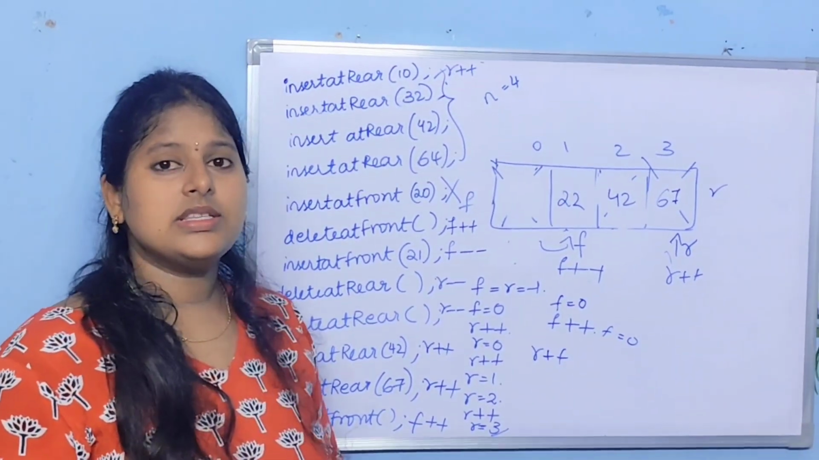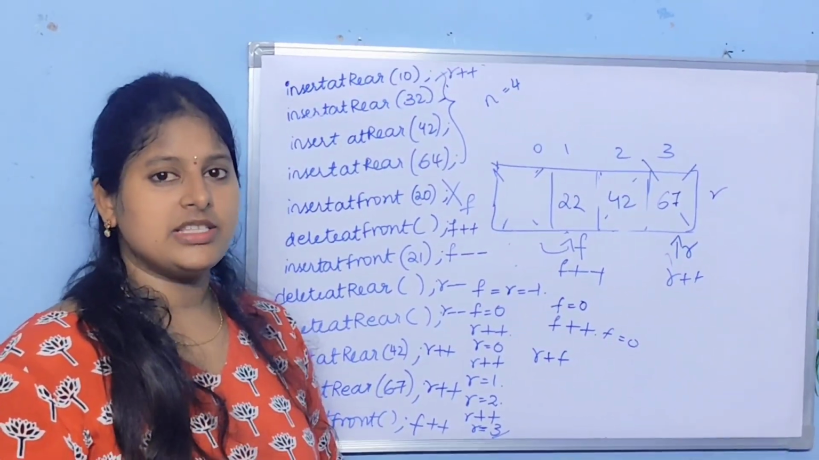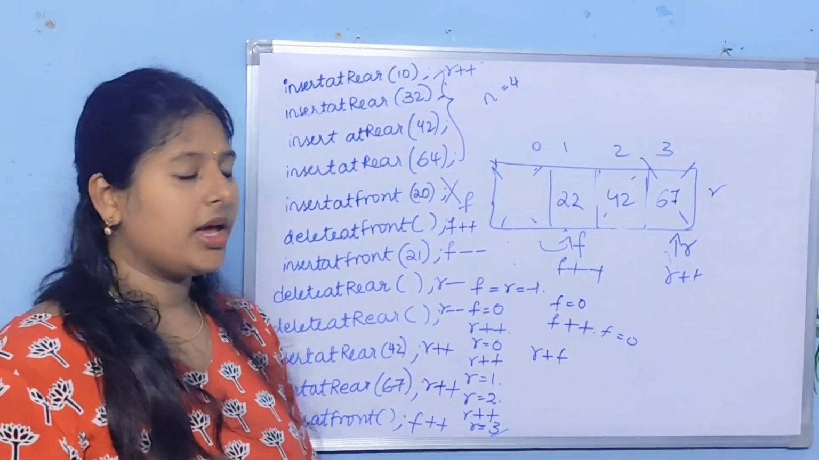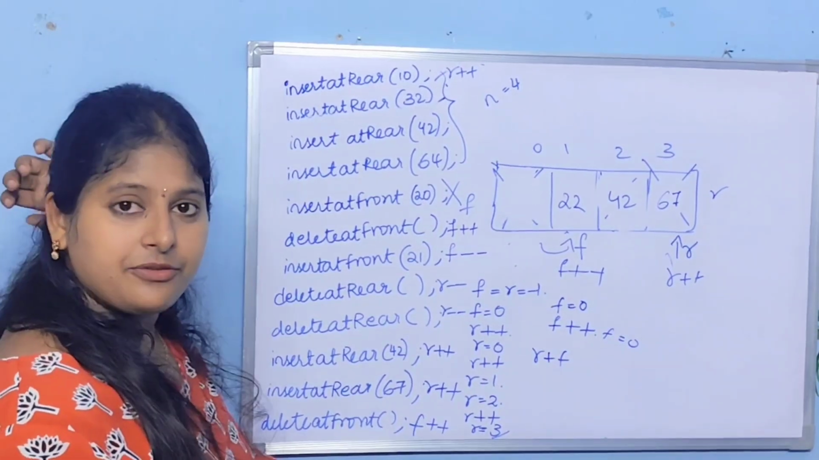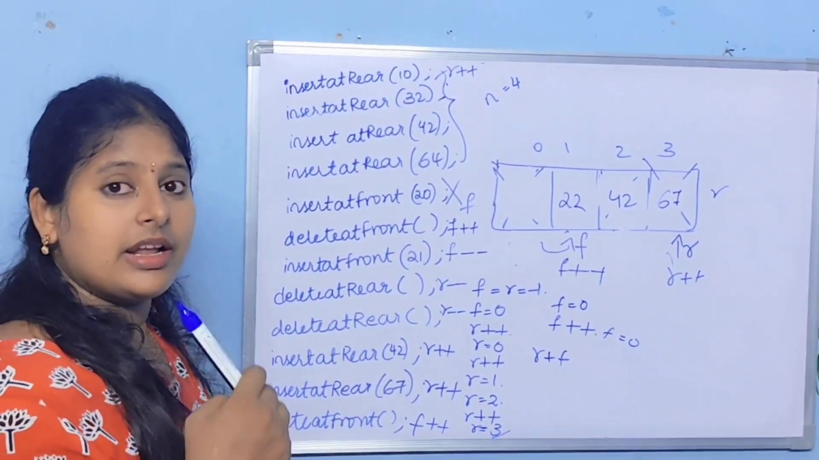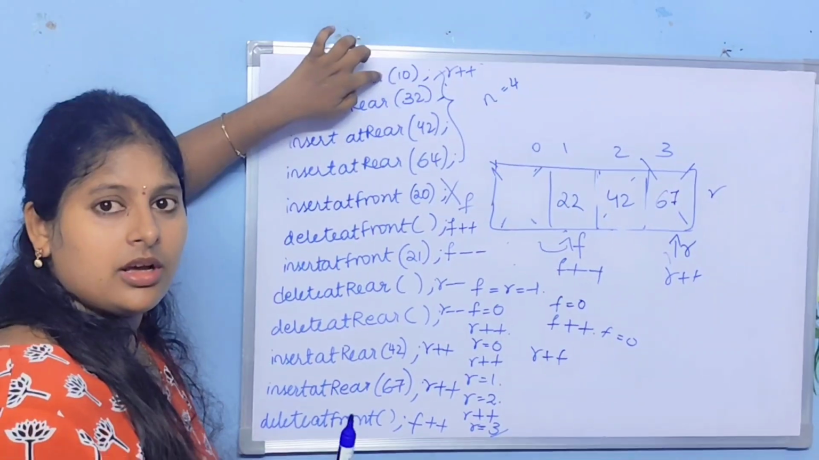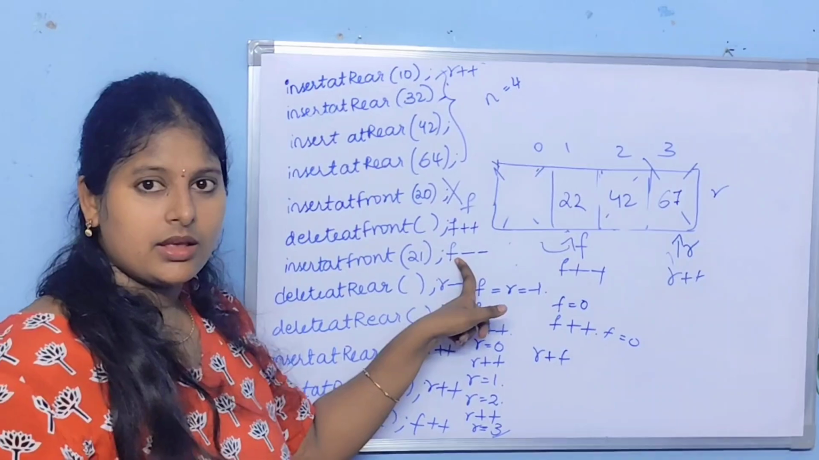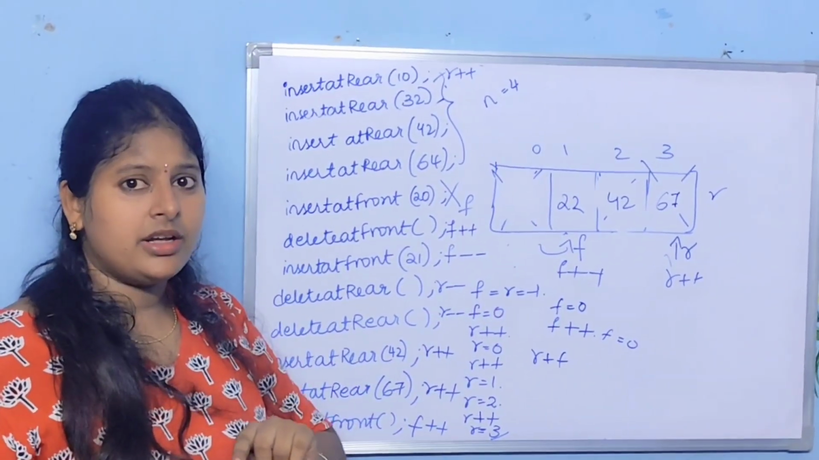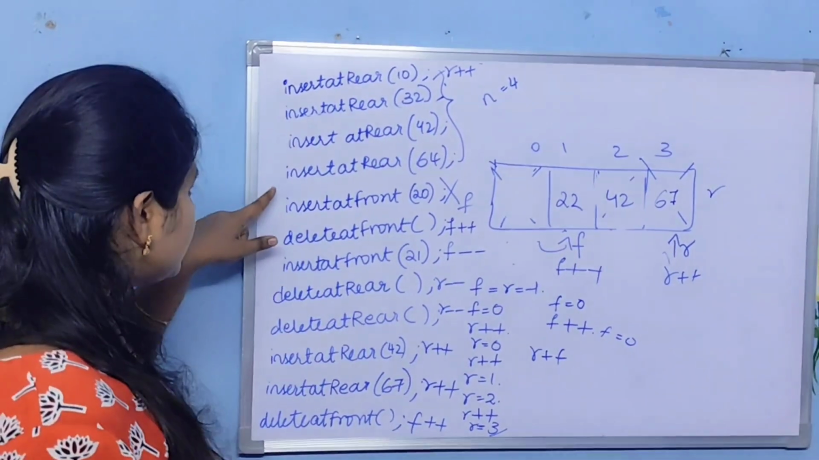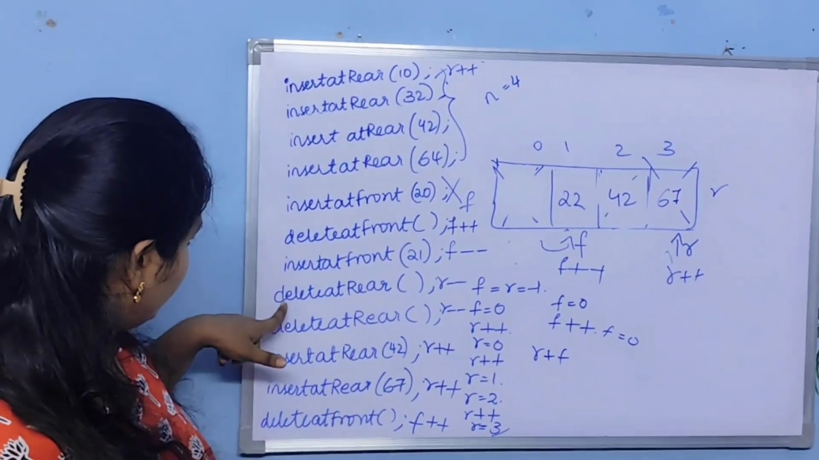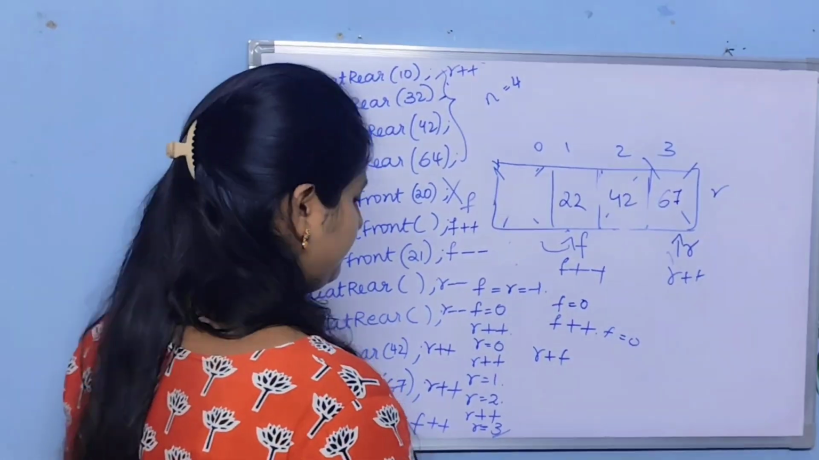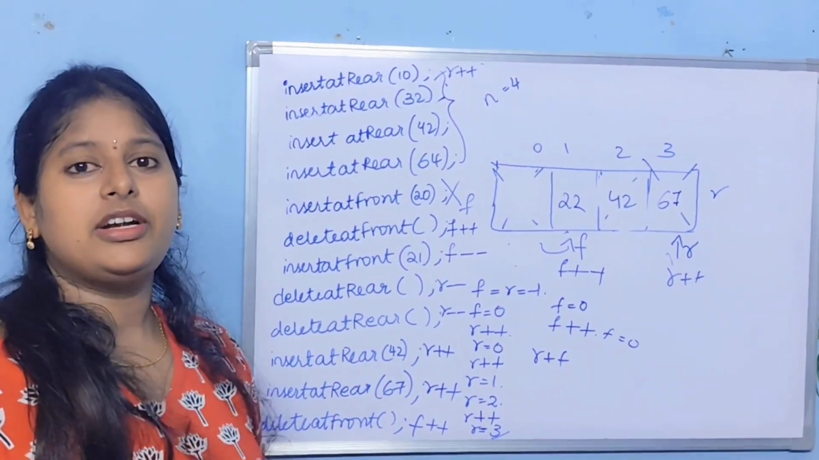Okay, this is how you perform insertion at front, insertion at rear, deletion at front and deletion at rear operations in the double-ended queue. Okay, so what you have to remember is when you want to insert at rear, rear gets incremented, right? When you want to insert from front, front gets decremented, right? Now, if you want to delete from front, front gets incremented. When you want to insert from front, front gets decremented. So you have to remember all this, right? I hope you all have understood this concept well.